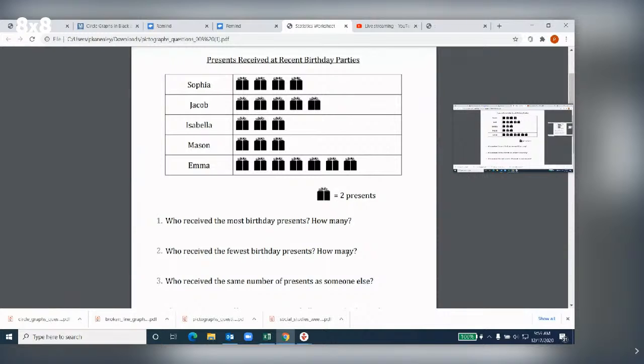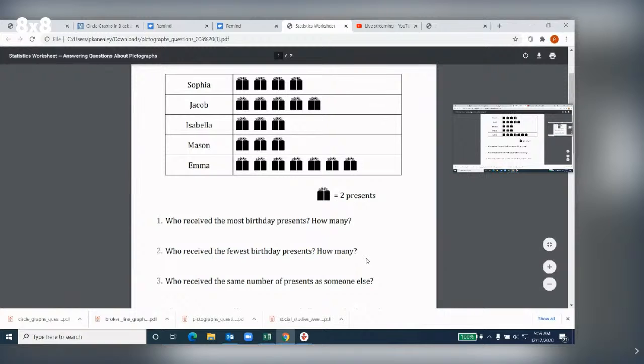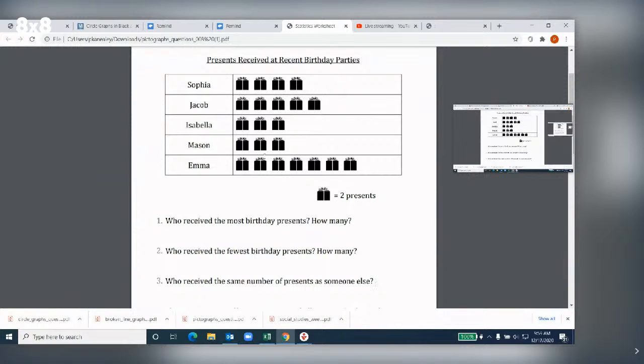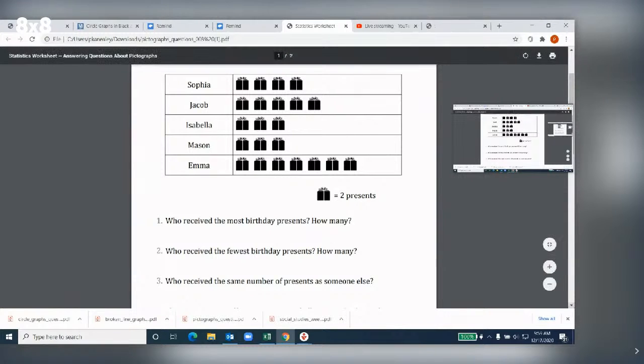Who received the same number of presents? Well, actually, Isabella and Mason both would have 6. I forgot to put Mason in there. So number 2 would be Isabella and Mason. They both received 6. Who received the same number of presents as someone else? That's going to be Isabella and Mason again. They both received 6. You can see they both had 3 boxes.